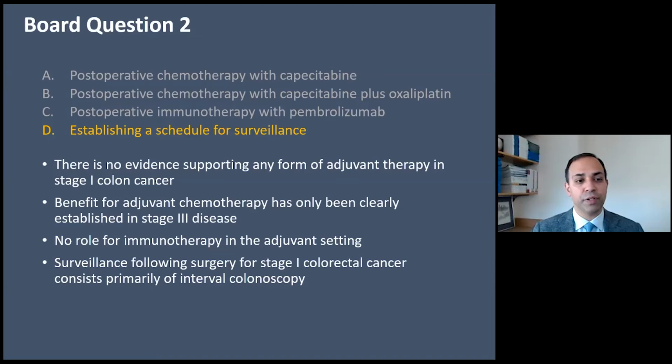The benefit for adjuvant chemotherapy has only been clearly demonstrated in patients with stage 3 disease, and there's no role for immunotherapy in the adjuvant setting for any stage of disease. I would note that the surveillance for patients with stage 1 colorectal cancer after surgery consists primarily of interval colonoscopy.